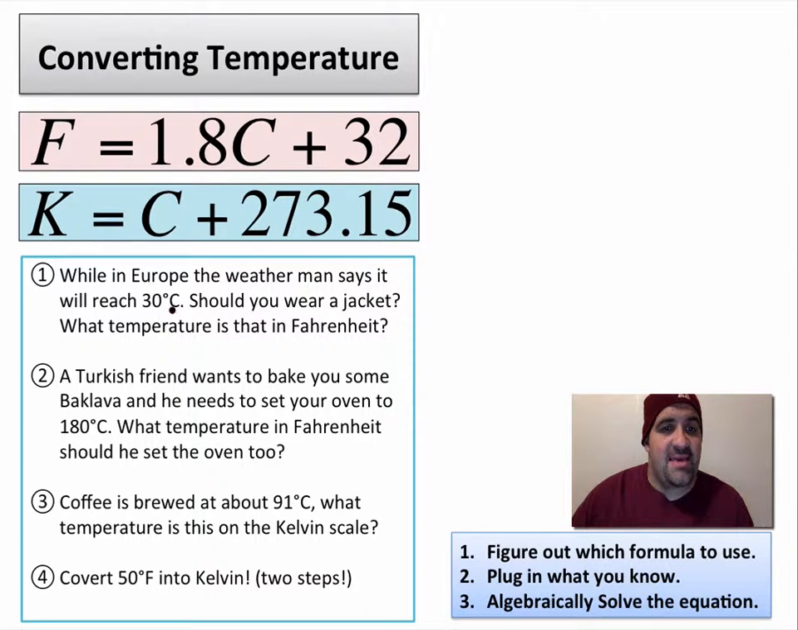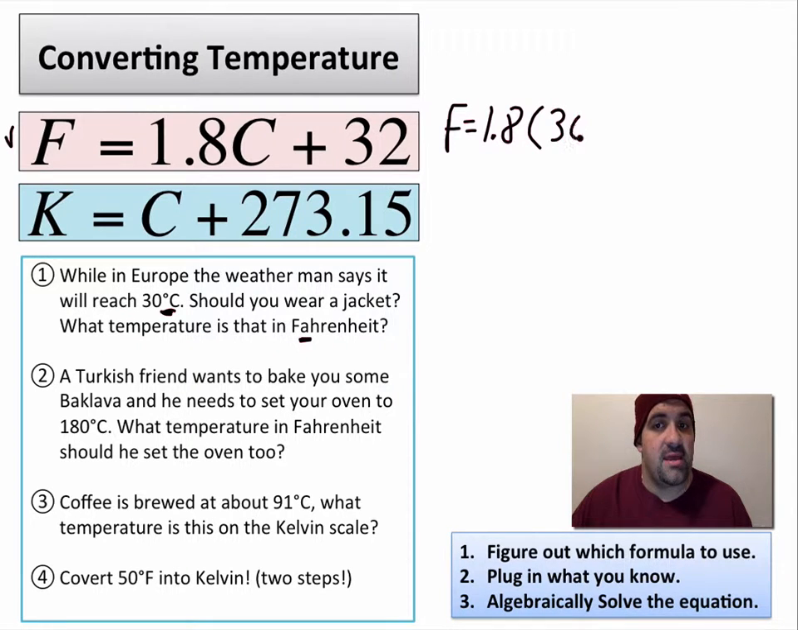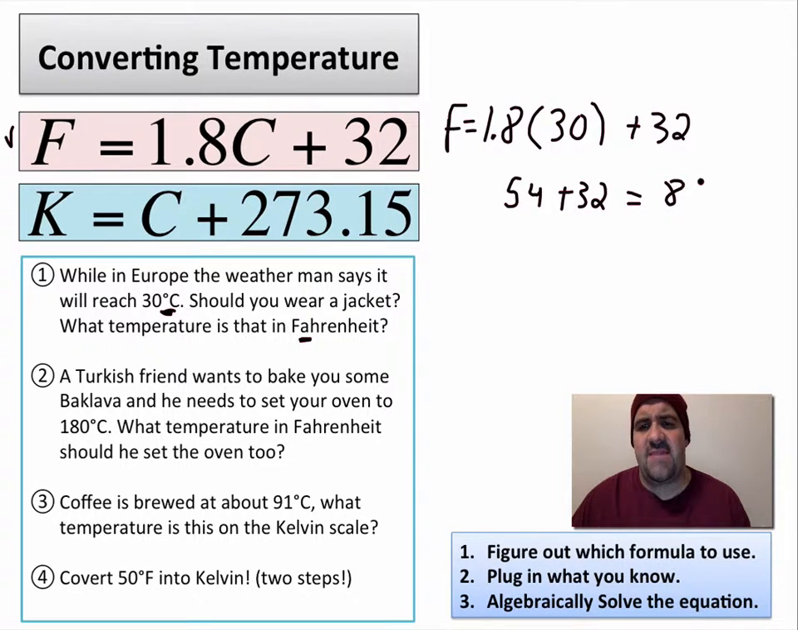Well, I'm given a Celsius temperature, and I want to know a Fahrenheit temperature. Which formula has a C and an F in it? Well, the first one. We're going to use this formula. And I'm calculating the Fahrenheit temperature. So F equals 1.8 times the temperature in Celsius, which is 30 degrees, plus 32. And that's all you really have to do, is plug in the temperature for the Celsius temperature. 1.8 times 30 is going to be 54. Plus 32 is going to equal 86 degrees Fahrenheit.